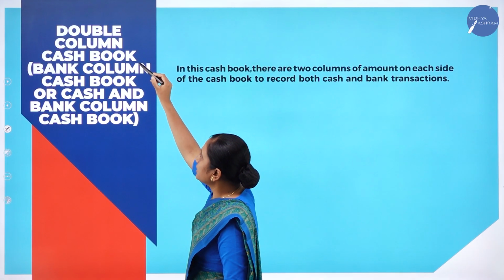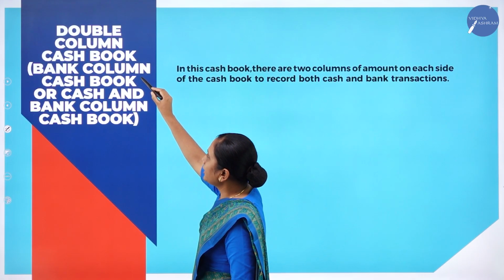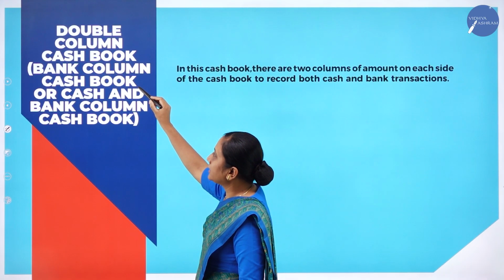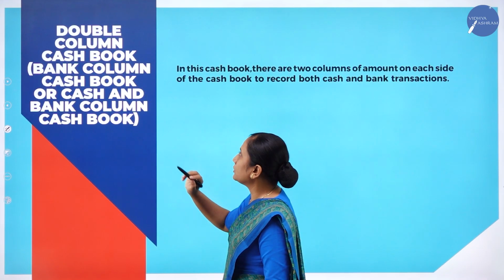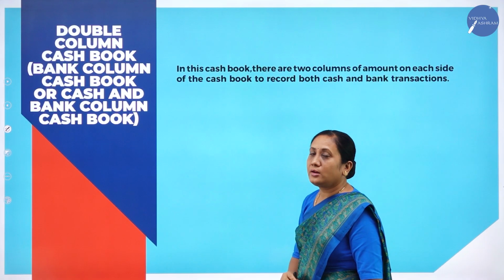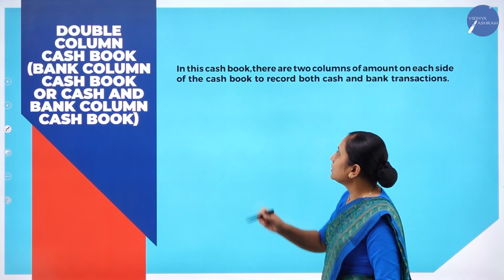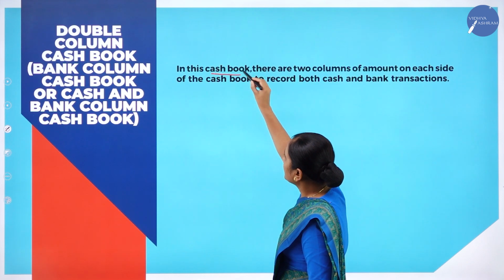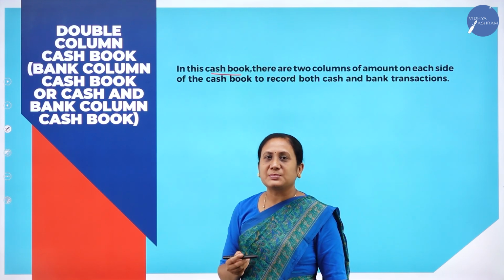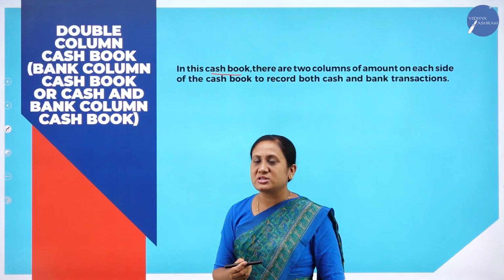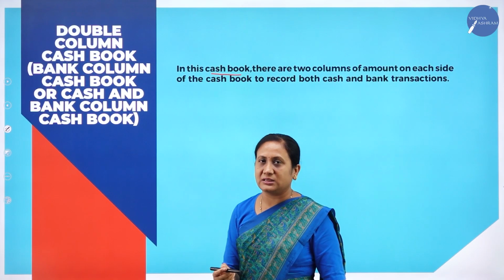Double column cash book is also called as bank column cash book, and it is also called as cash and bank column cash book. Now we will understand what is double column cash book. It is a cash book. It is one of the subsidiary books in which all cash receipts and cash payments are entered.